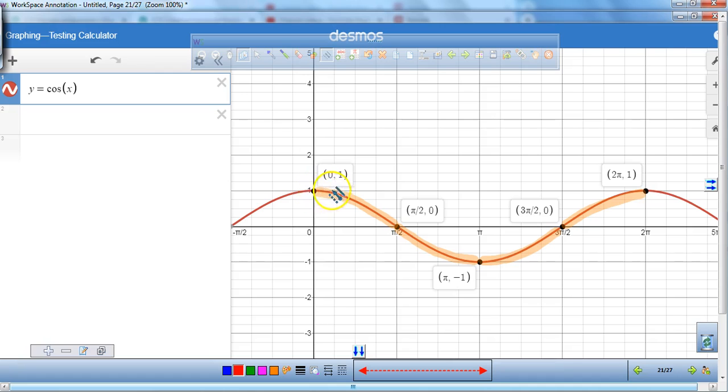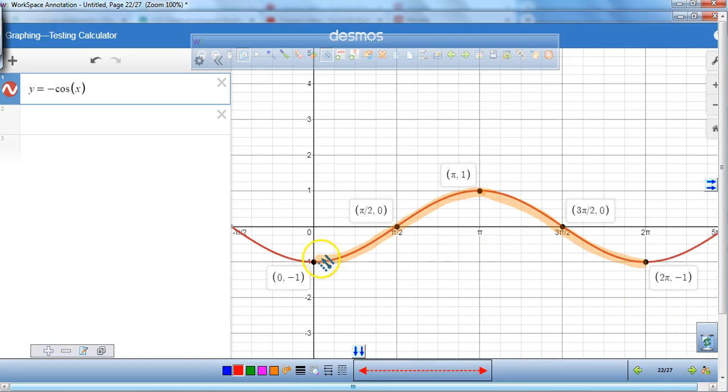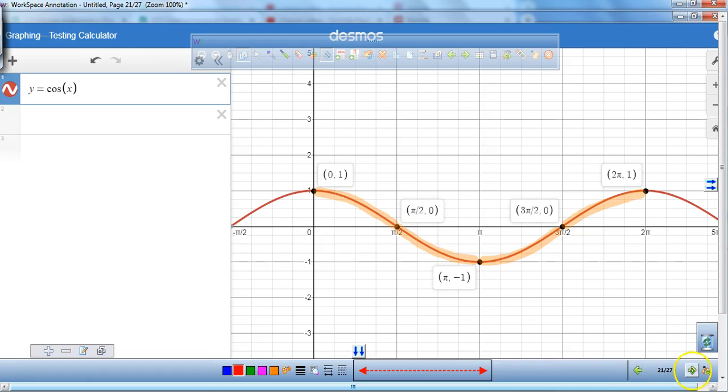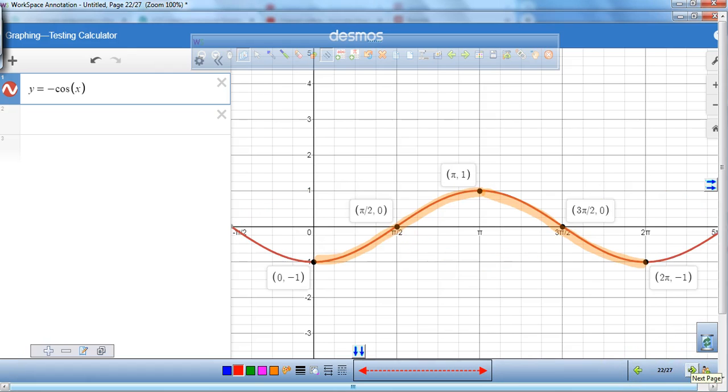It starts at (0, 1), goes down through pi over 2, 0, down to pi, -1, then all the way back up. And what I've done is I've highlighted the period of this function. So when you think of cosine of x, this is what I want you to think of, this highlighted graph. When you think of negative cosine of x, I want you to think of the opposite: it starts at -1 and goes up to +1. So here we go. Positive cosine, negative cosine.